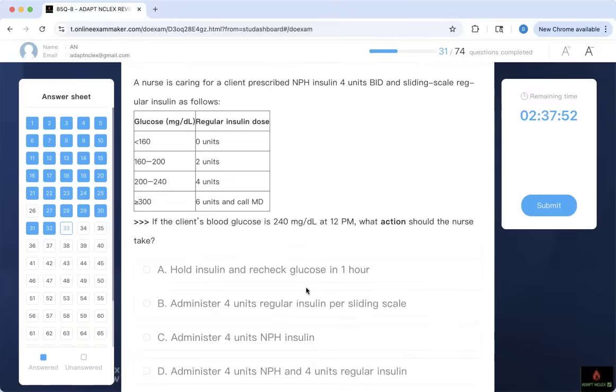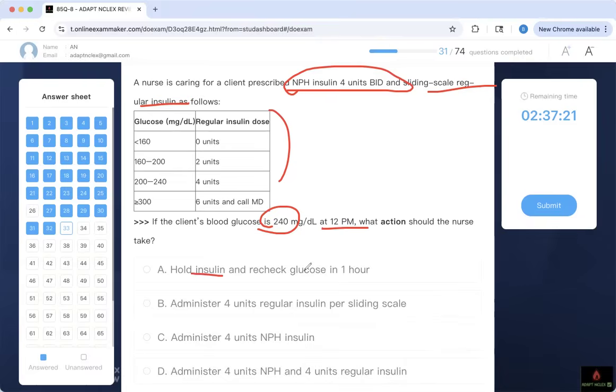This question is intimidating. Don't run away from it. I will show you. Whenever you see it again, you can answer it. This is caring for a client prescribed NPH. What? Insulin. How much? 4 units. When? Give it twice a day. That's why it's intermediate. And then prescribe sliding scale. If the client's blood glucose is 240 at 12 p.m., what action should the nurse take?